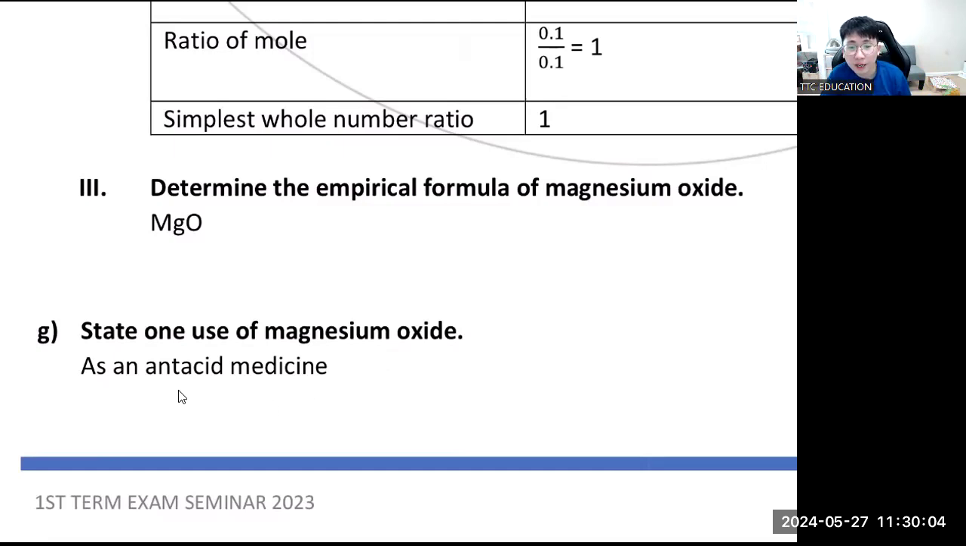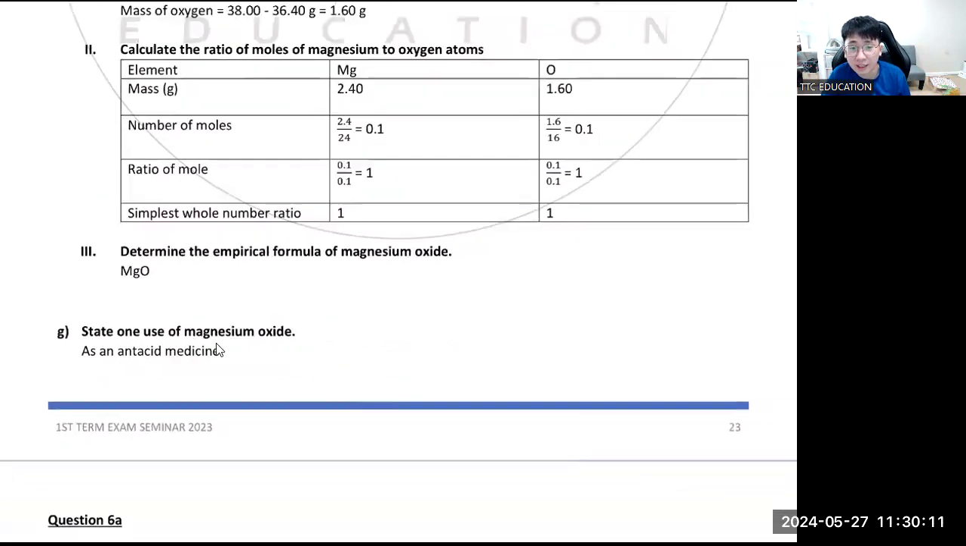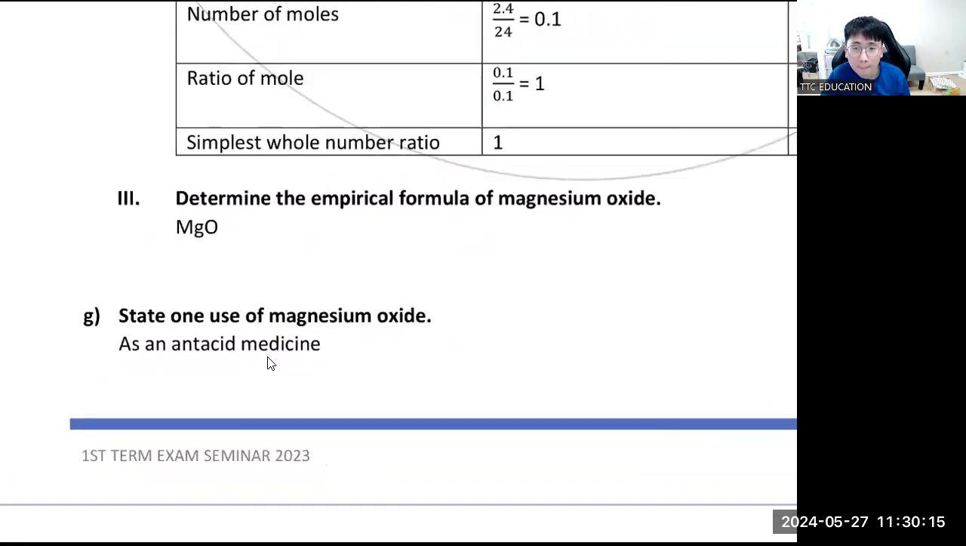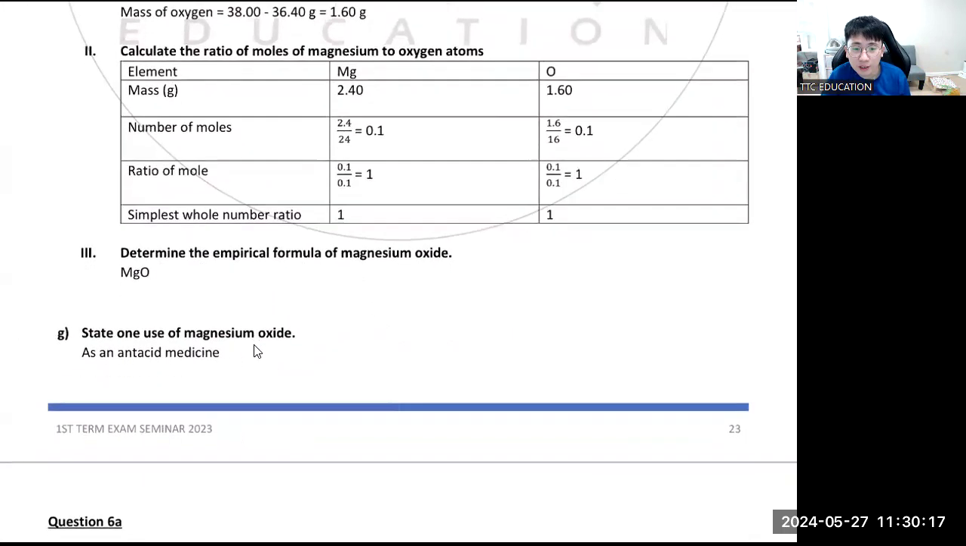So we call it the antacids medicine. It's actually anti-acid. It's a short form for anti-acid. Okay, so this one is done already.